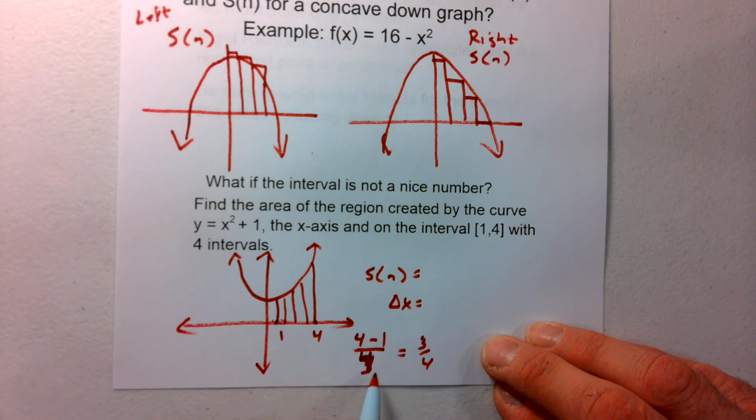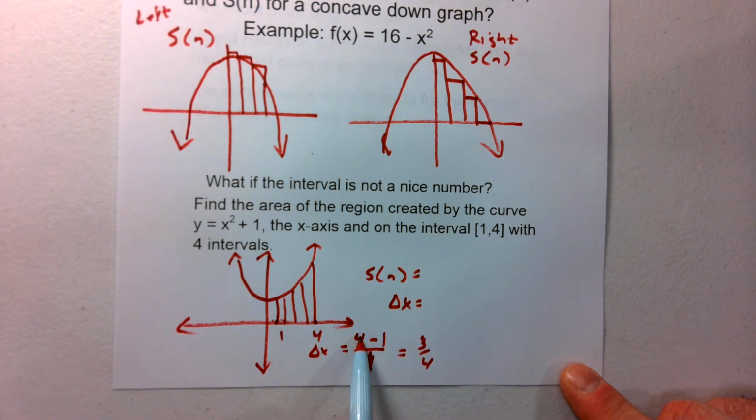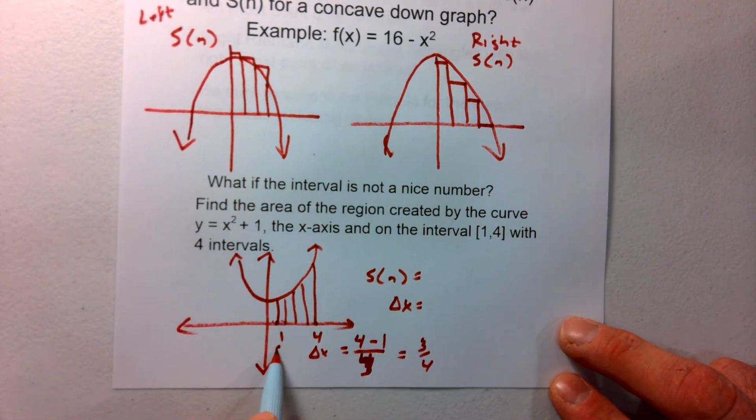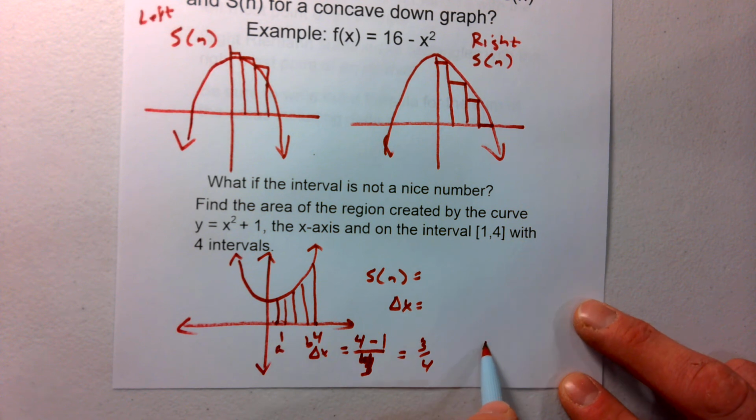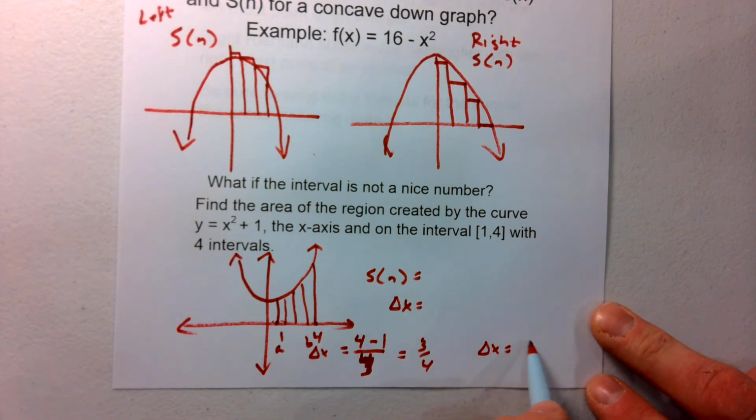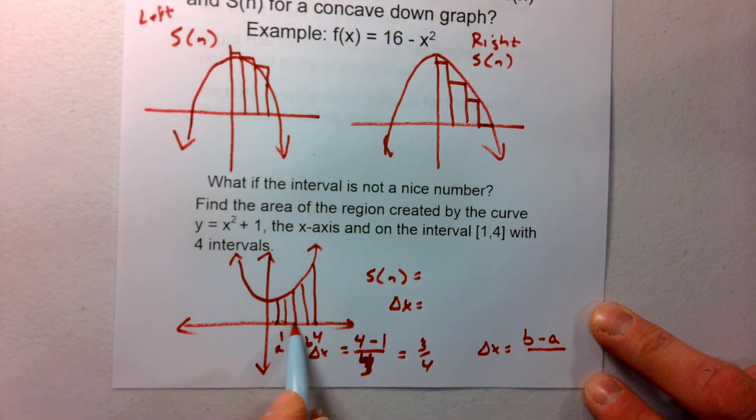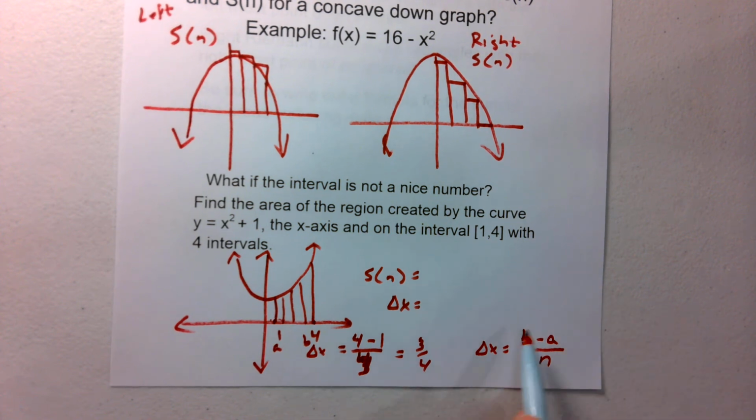Very important that we see this being developed. We take the upper bound minus the lower bound, or if you want to think of this as an A value and a B value, then delta x is equal to B minus A divided by the number of intervals that we have. And we call the number of intervals maybe n. We'll see this coming up in the days ahead.